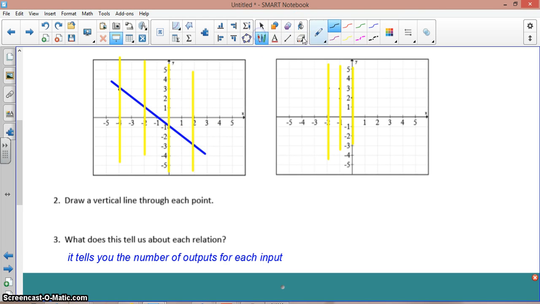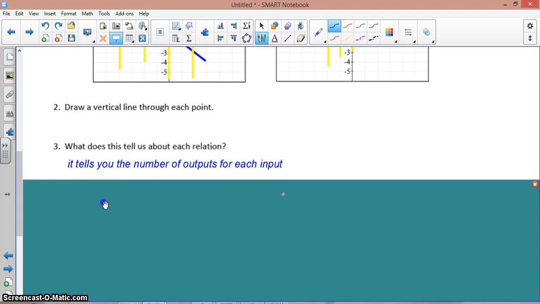Whereas on the second one, that first point, x value of -2 has only one output of 3, but this input of -1 has 2 outputs. That vertical line is crossing at 2 spots. It has an output of 3 and 2, making this one not a function.